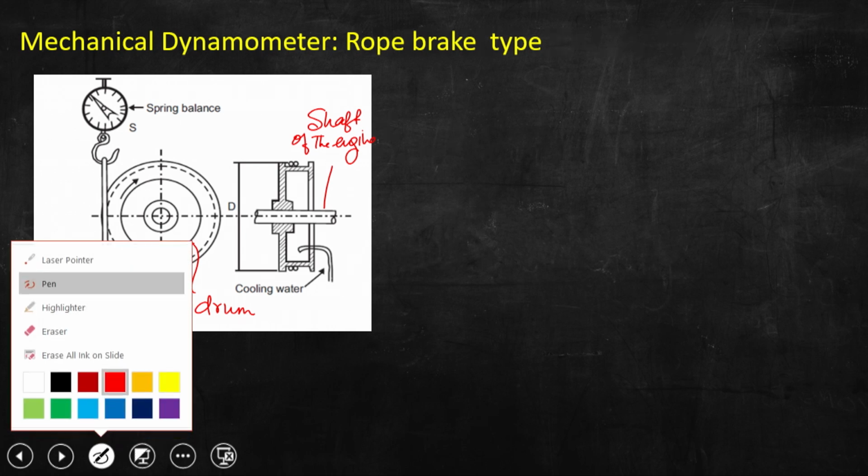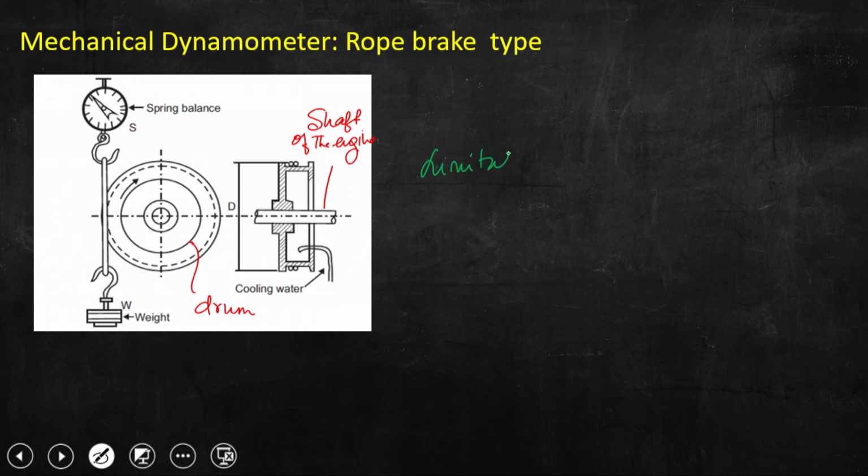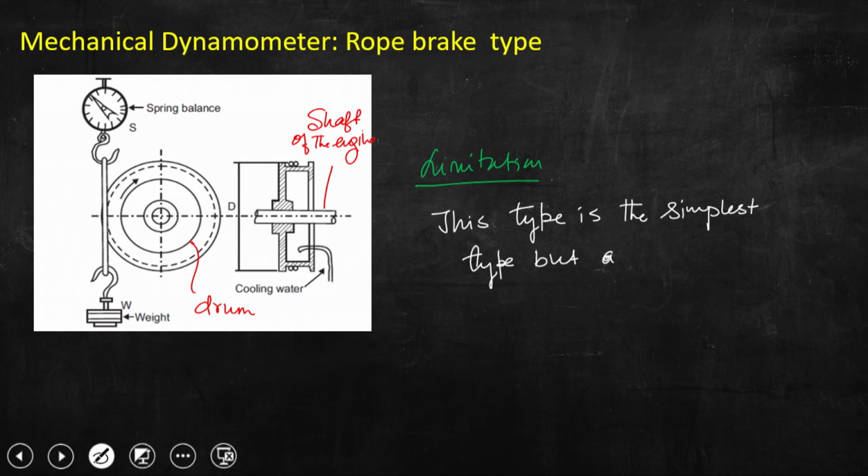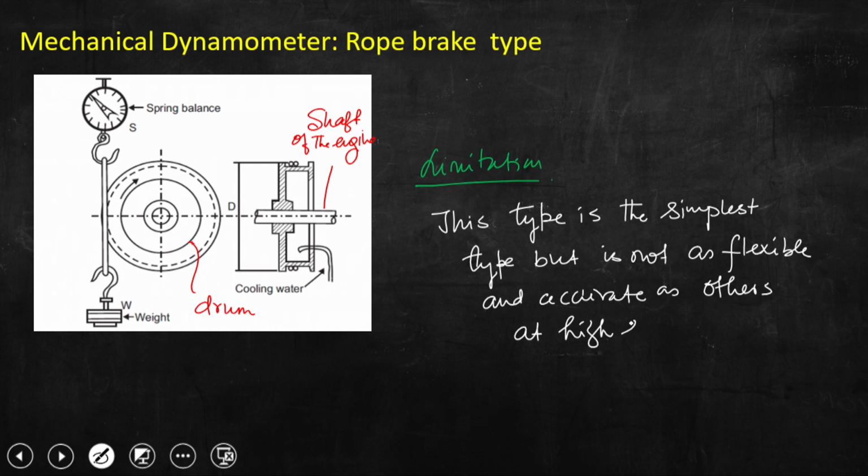If I write here just for the sake of completeness, the limitation is that this type is the simplest type, but is not as flexible and accurate as others at high energy levels. So, that means if we need to use this particular dynamometer for measuring high work output or high power output, this dynamometer may not be as accurate as others.